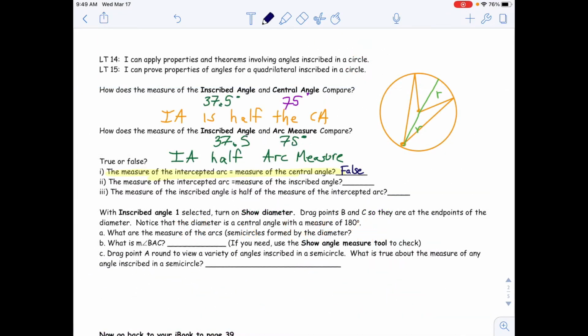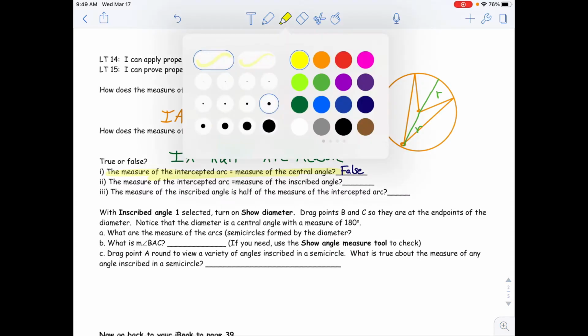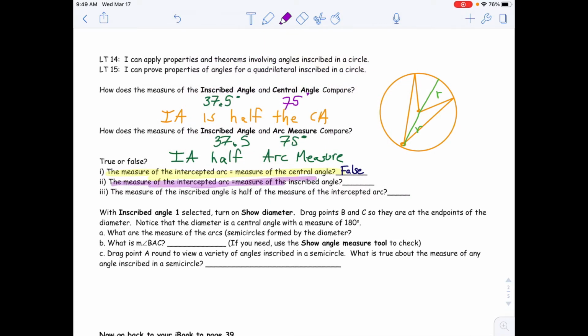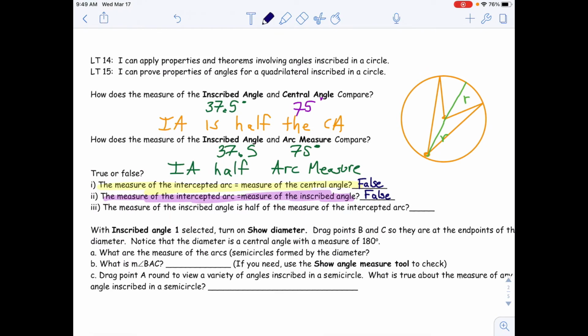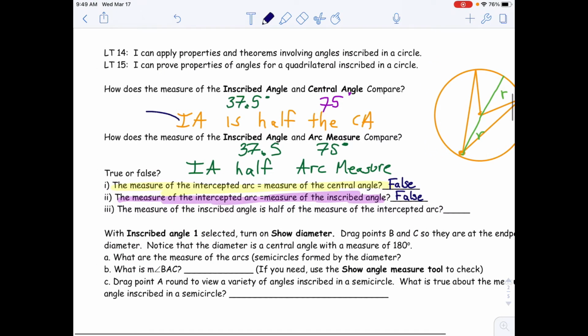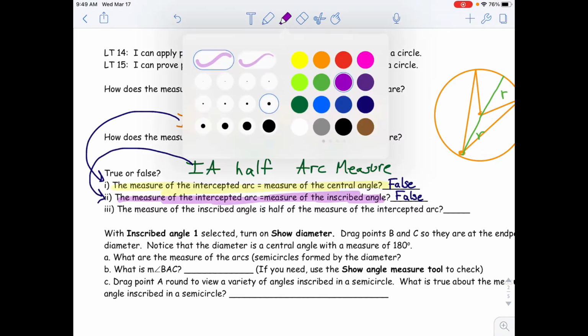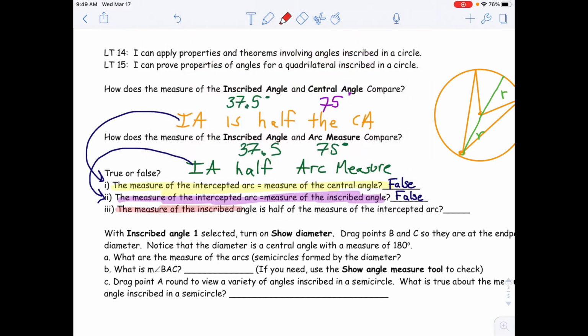Angles do not equal each other. The measure of the intercepted arc equals the measure of the inscribed angle. Again, that's false. And something we're really just using these facts up here. The inscribed angle is half the central angle. The inscribed angle is half the arc measure. So they are not equal to each other. But then we got this last one. The measure of the inscribed angle is half the measure of the intercepted arc. That one's true. And that's what we wrote above.